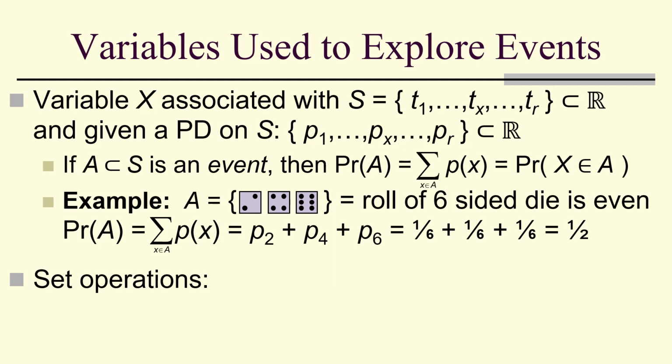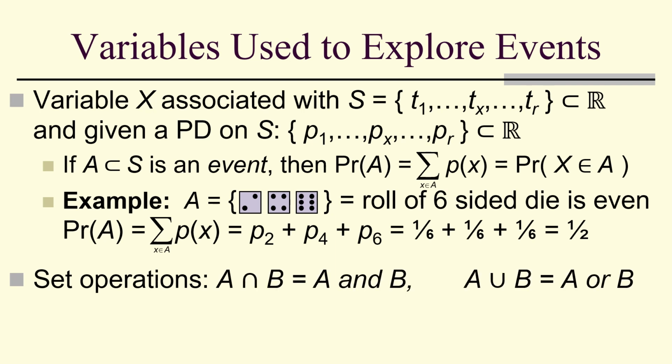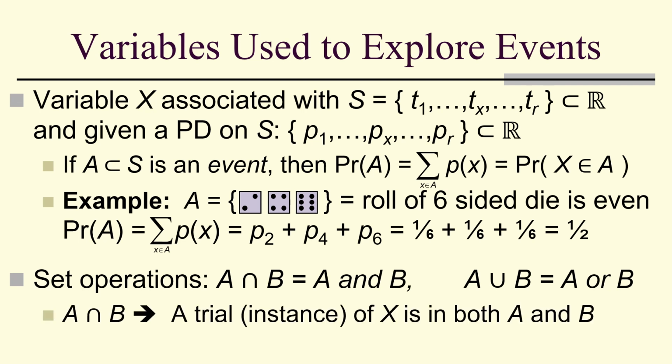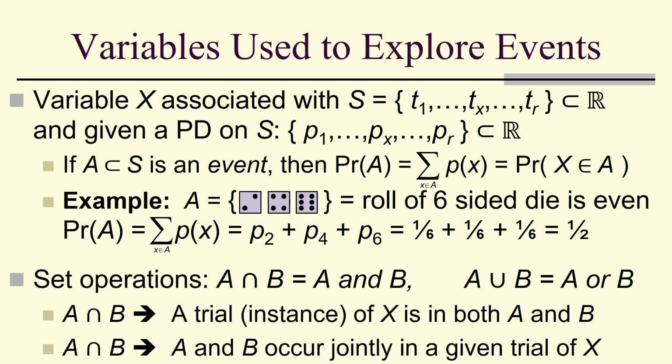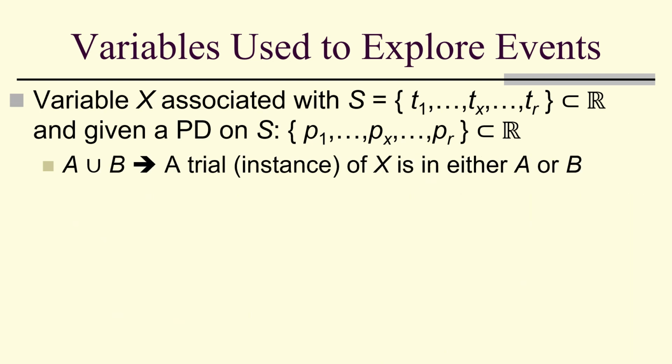We can have set operations. A intersect B is A and B. A union B is A or B. And by A intersect B, we mean a trial or instance of X is in both A and B. Or we can restate that as A and B occurred jointly in a given trial of X. A union B is when a trial or instance of X is in either A or B.